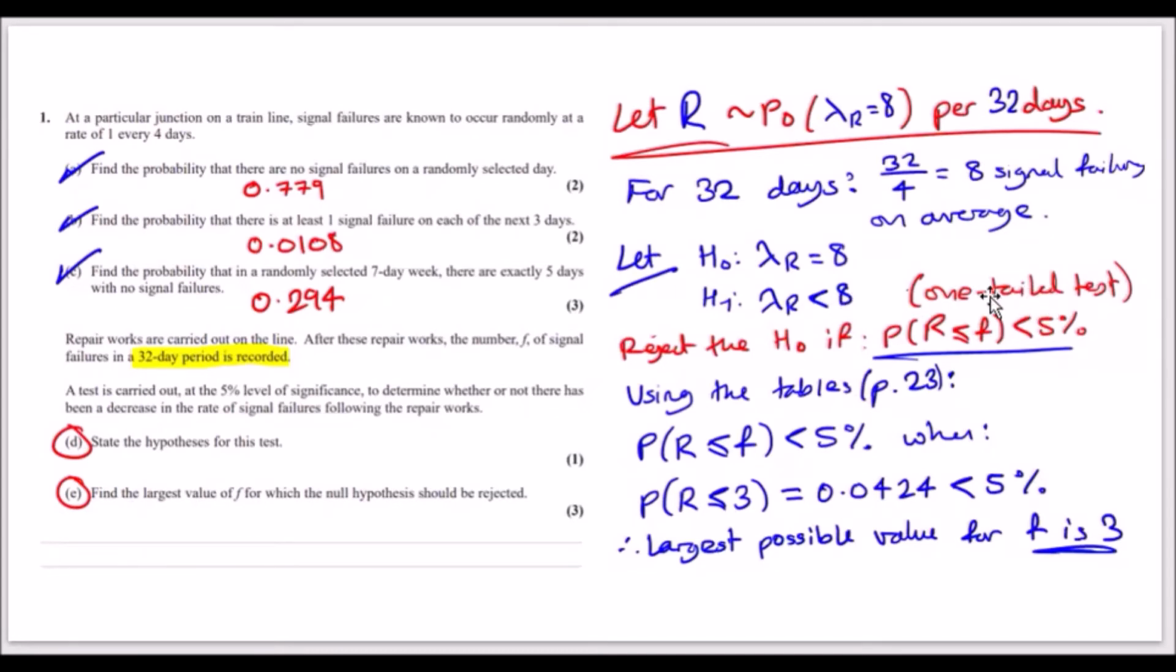This is also one-tailed, because when you look at the left side, it's less than. If it's not equal, it will be two-tailed, or greater, one-tailed. The H0 is always equal to 8. It's just like a fixed assumption. We always assume it like that.